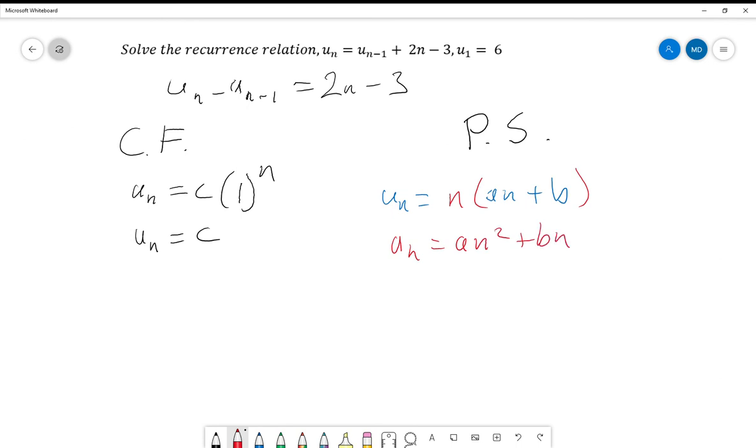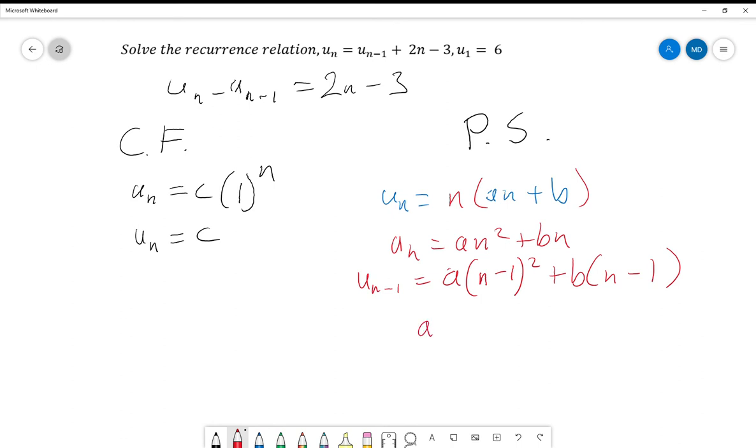And now I also need to work out what u_{n-1} is. u_{n-1} is going to be equal to a lots of n minus 1 squared plus b lots of n minus 1. And we want to expand this out, and we're going to end up with a times by n minus 1 squared. N minus 1 squared, not too difficult to expand.